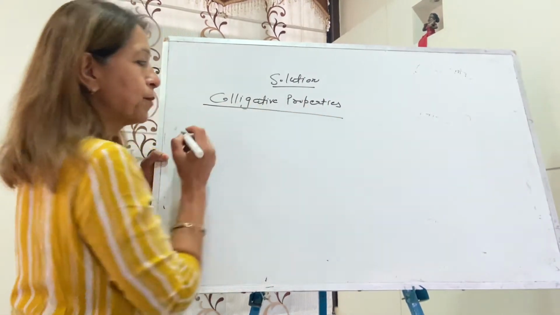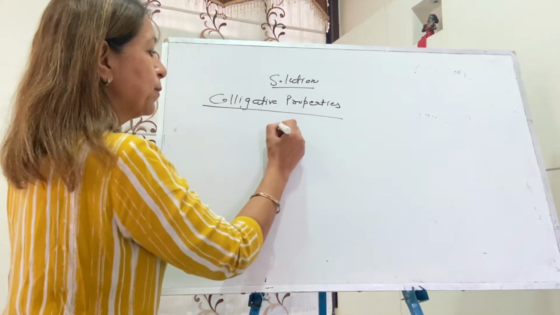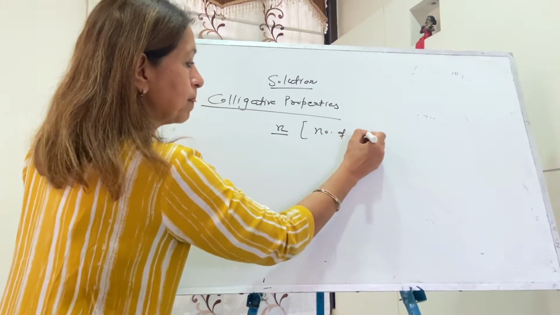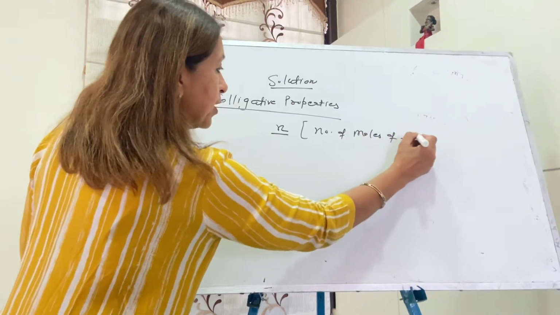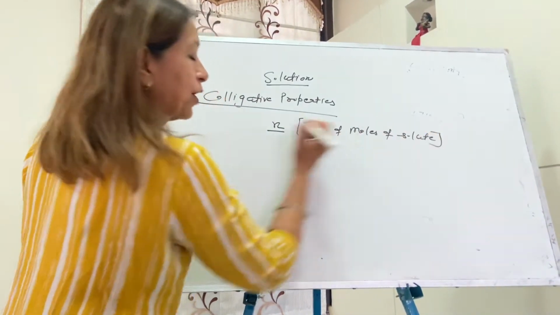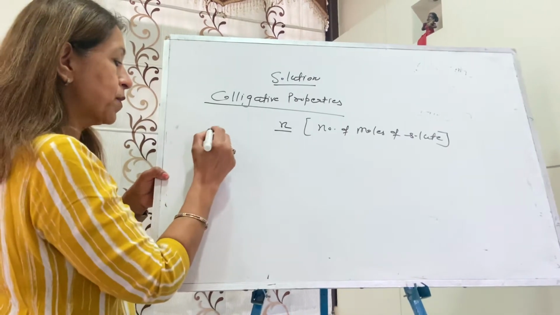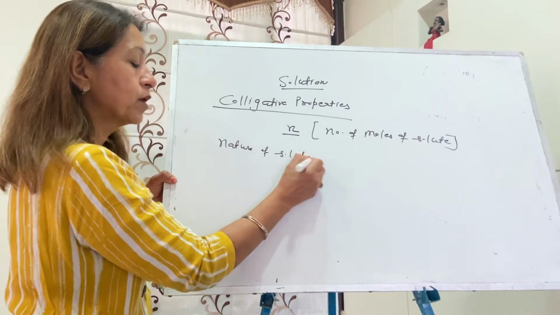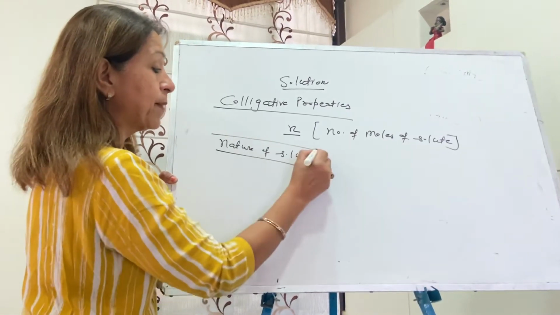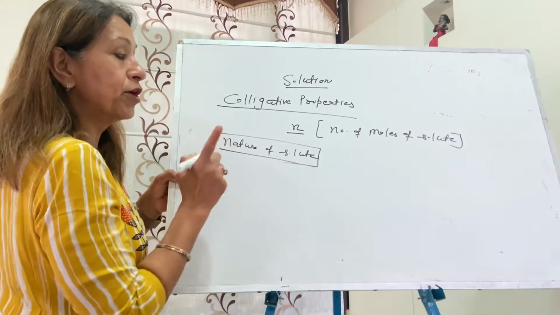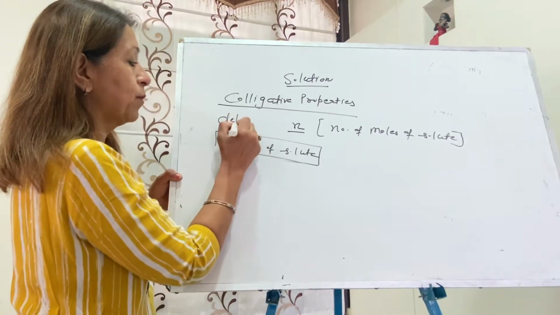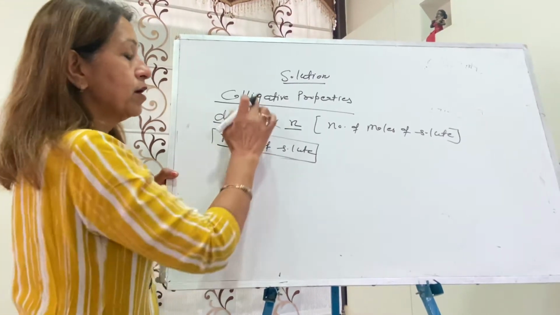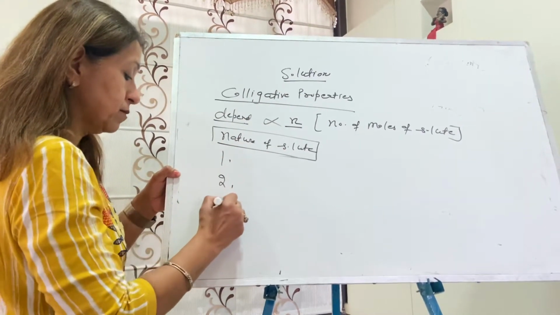Write down what are colligative properties. Those properties which depend upon the number of moles of solute, N, are called colligative properties. Colligative properties never depend upon the nature of solute. Remember this, they never depend upon the nature of solute. They only depend directly upon the number of moles of solute.